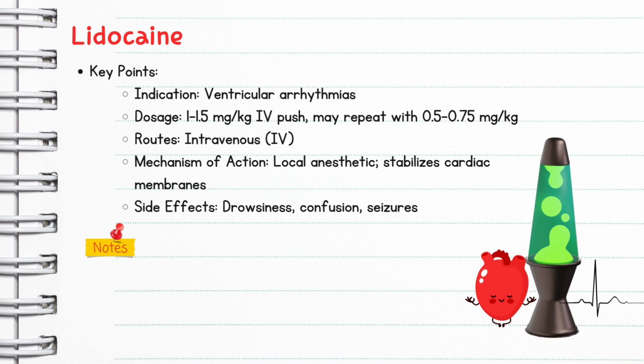Okay, so lidocaine is used primarily for ventricular arrhythmias, providing effective management in cases such as VTAC. The dose is 1 to 1.5 milligrams per kilogram IV push, okay?